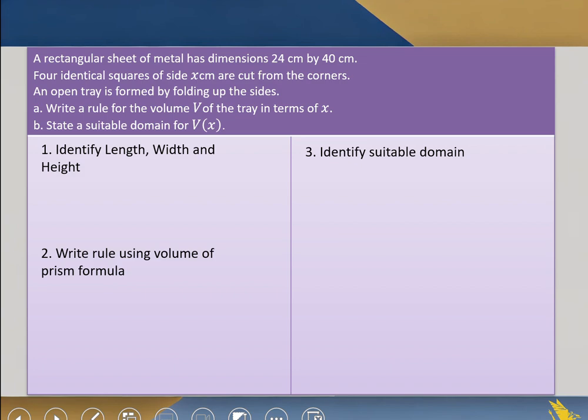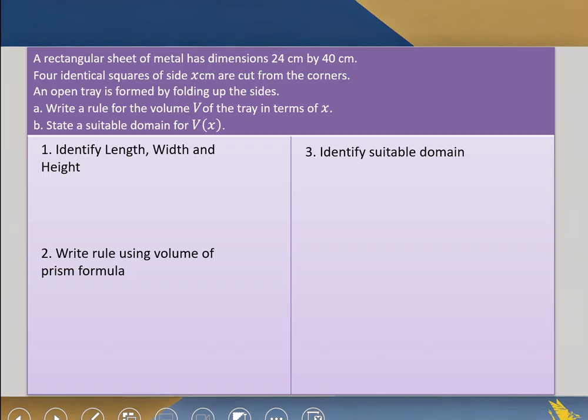Let's look at the next question. A rectangular sheet of metal has dimensions of 24 centimetres by 40 centimetres. 4 identical squares of side x centimetres are cut from the corners. An open tray is formed by folding up the sides. Write a rule for the volume V of the tray in terms of x.